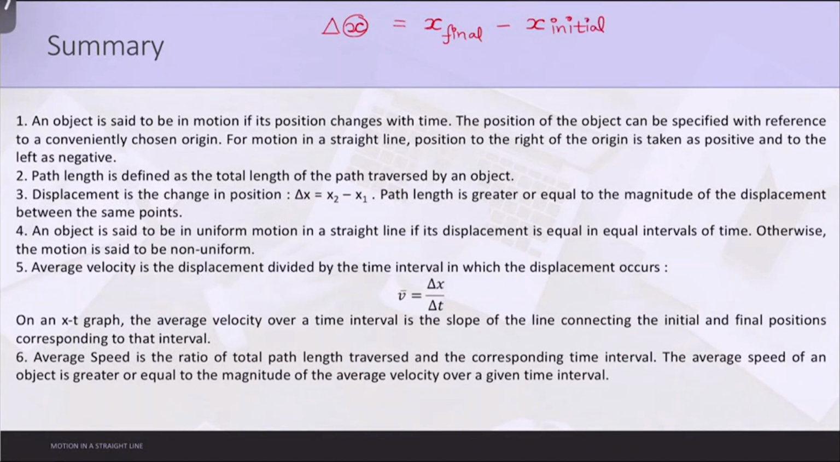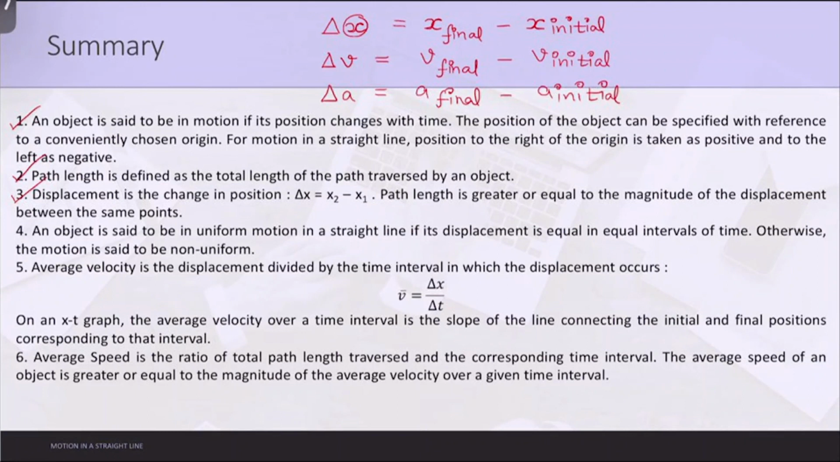Similarly, for delta V, this will be V final first minus V initial, because people make mistakes here also. Sometimes they take the initial value first, so please don't make that mistake. It is always final minus initial. For the rest, delta A is nothing but A final minus A initial. So this thing is also explained. Therefore, displacement is the change in position.